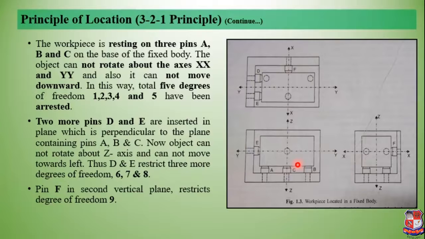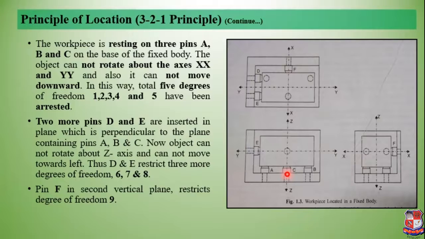Now second, we are adding 2 more pins, pin number D and E, that you can see in the plan. In elevation you can see only this E pin, but beside that E pin we have a pin D also. So another 2 pins in the side wall are inserted, right? You can see that D and E are inserted in a plane which is perpendicular to the plane containing the pins A, B, C. We can see over here this plane is perpendicular to this horizontal plane which contains the 3 pins A, B, C.